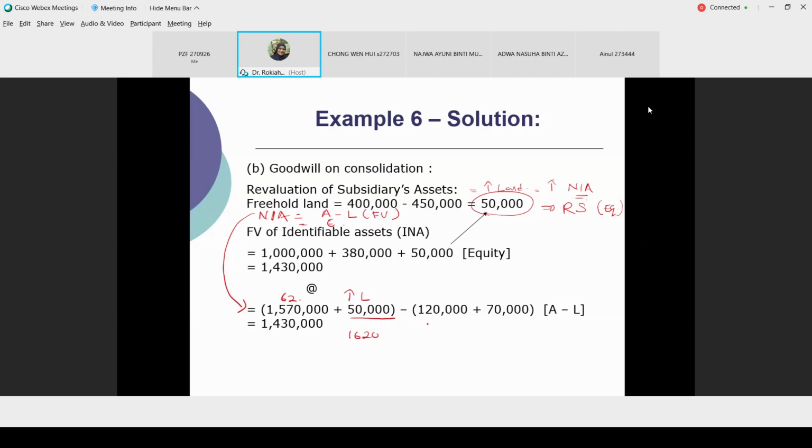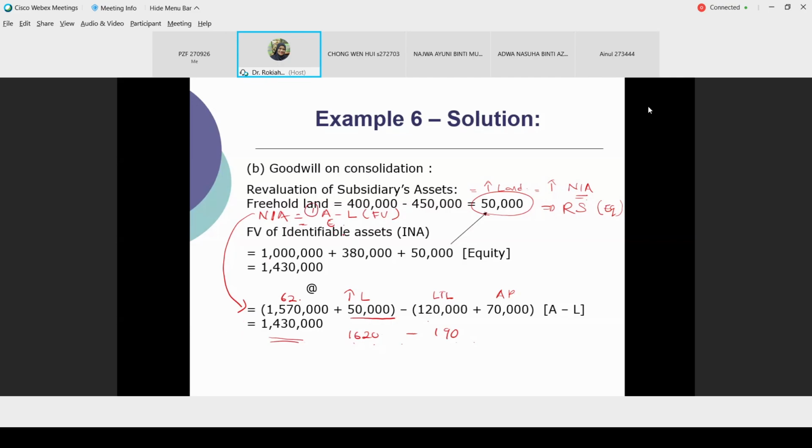Okay, 1620 here minus your liabilities. The 120 here is a long-term loan, and then 70 here is accounts payable. So altogether, you're going to have 190. So 1620 minus 190, the net identifiable assets here will be 1430. This is the first method to calculate.